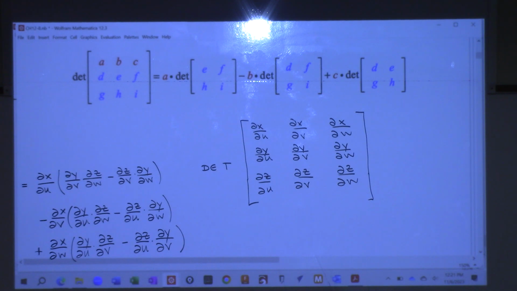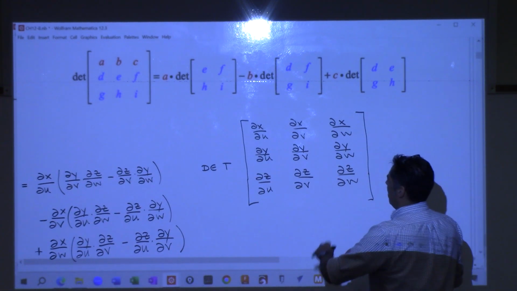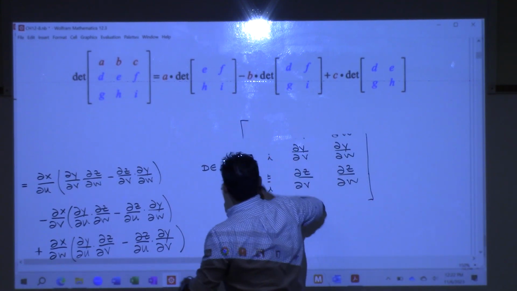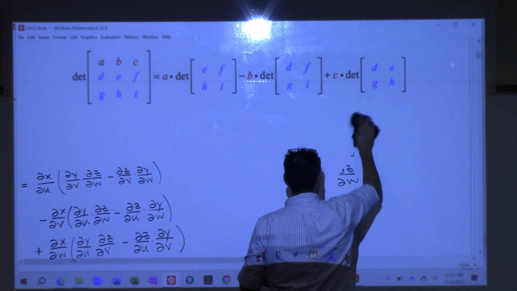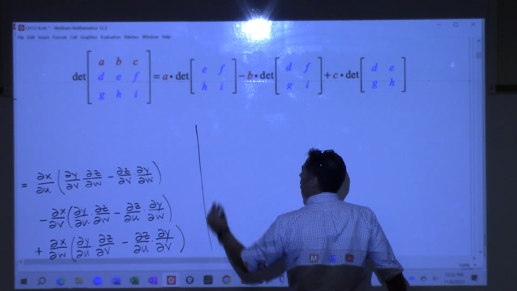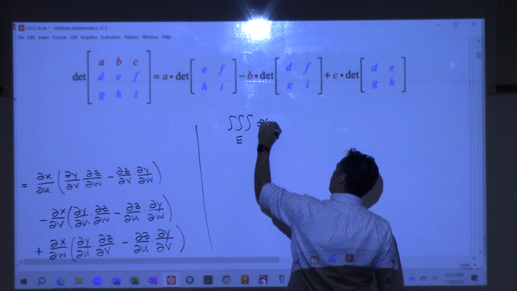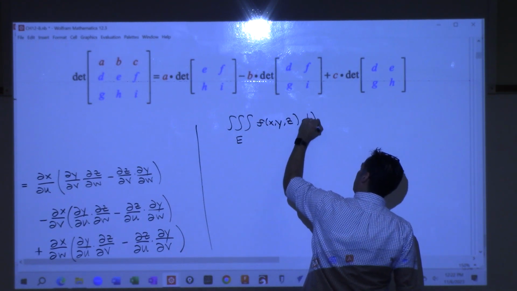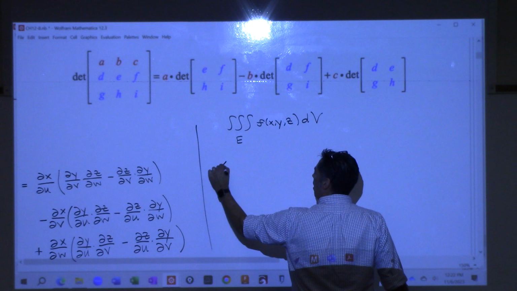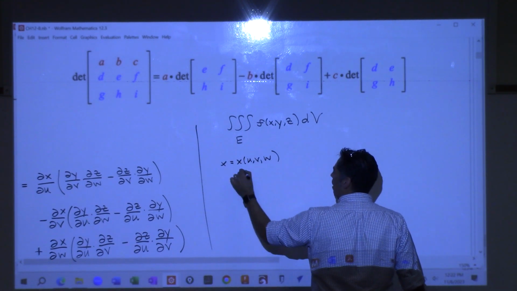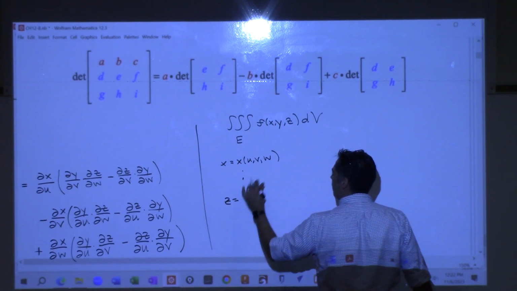So if I want to convert from any 3D system over, here's what I'll have to do. Can I erase this thing right here? Leave that up there? Okay. Just remember, we need an absolute value at the end. So if I ever want to go from triple integral over E of f of x, y, z, dV over to something new, where x is x of u, v, w, I'm not going to rewrite this. I already have that on the board, right? Z equals blah, blah, blah.